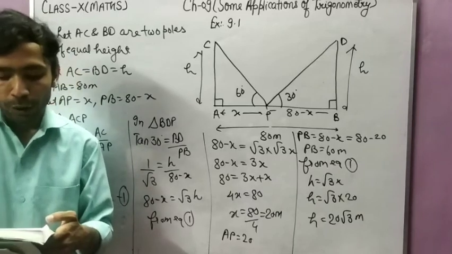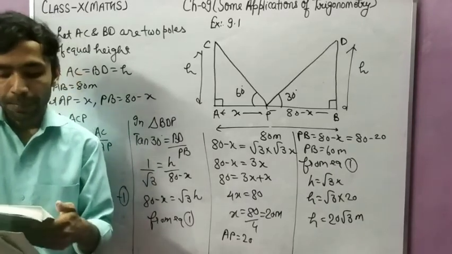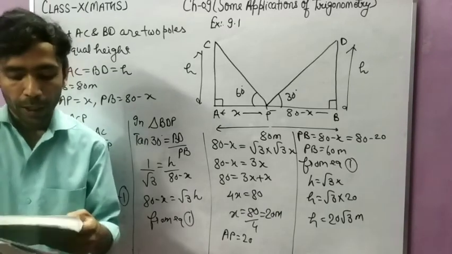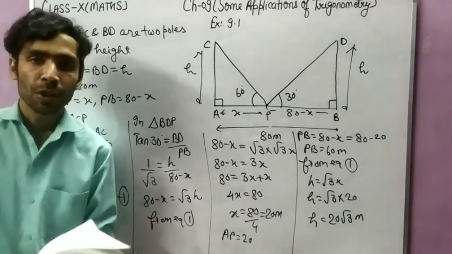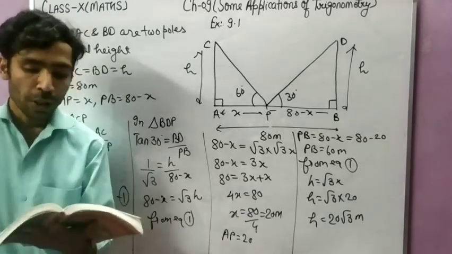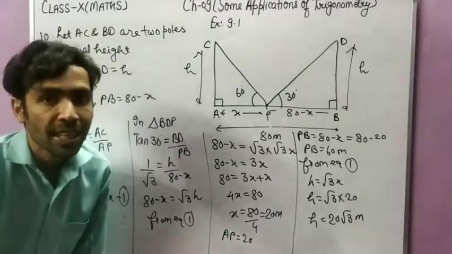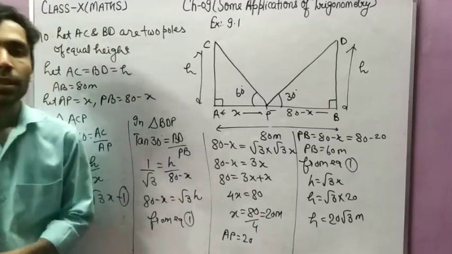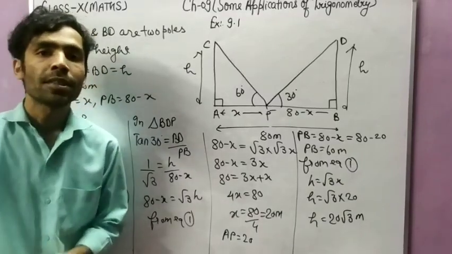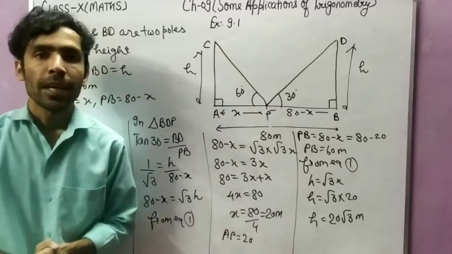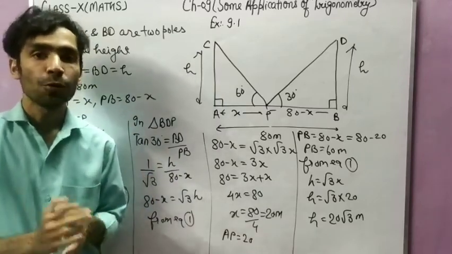Now homework for you, that is question number 11. Okay, question number 11 is your homework. The diagram is also given, so you can solve it. In the next class, student, we will solve the remaining questions of exercise 9.1. I hope you have understood all the concepts. Please solve the question properly and solve it as soon as you can.